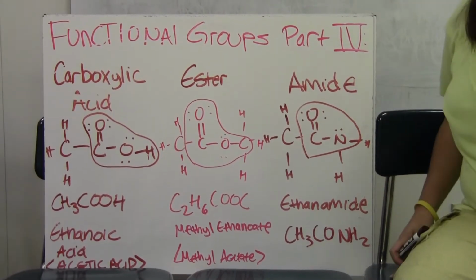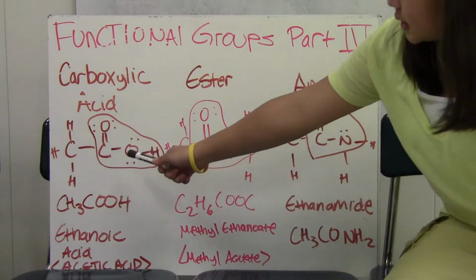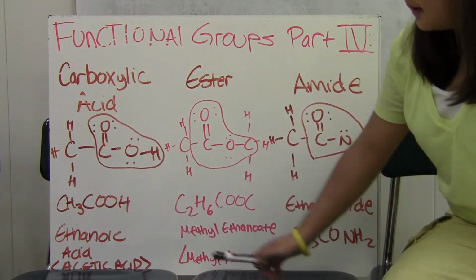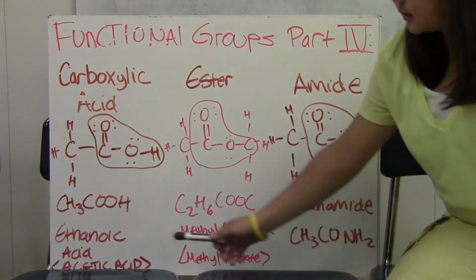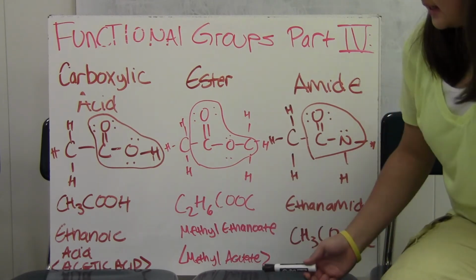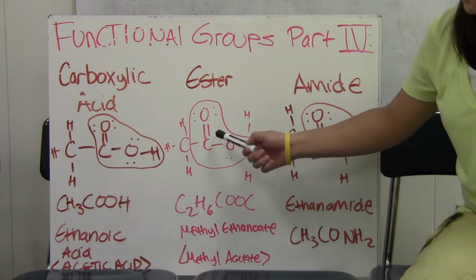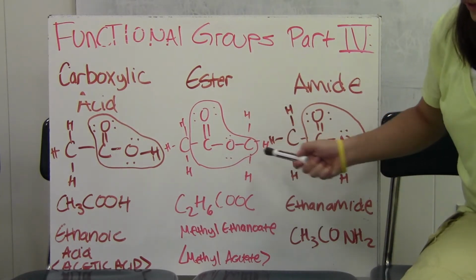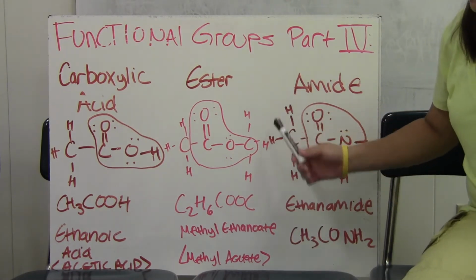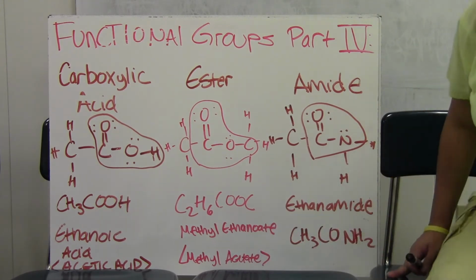And our last functional groups would be carboxylic acid, which is just C double bonded to an O, bonded to another O and an H. This particular acid is called ethanoic acid, or a more common name is acetic acid, which has CH3COOH. Here we have an ester, which is C double bonded O to another O and another C. This particular ester is named methyl ethanoate or methyl acetate.